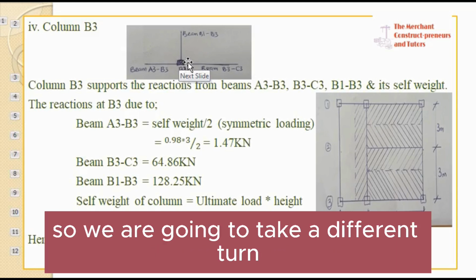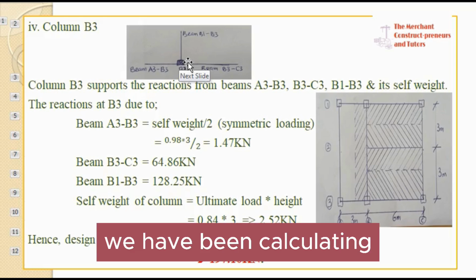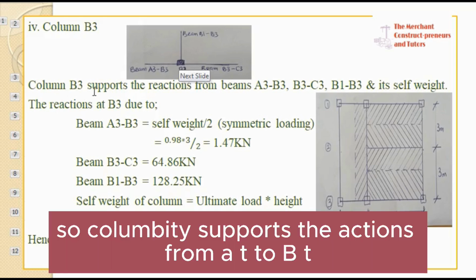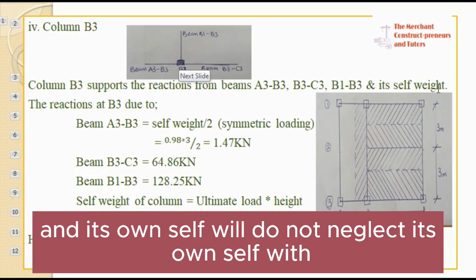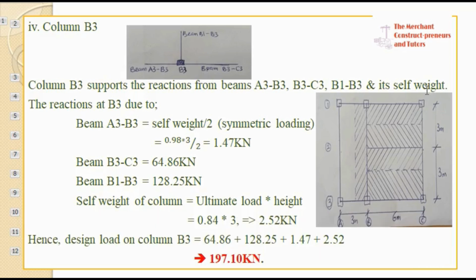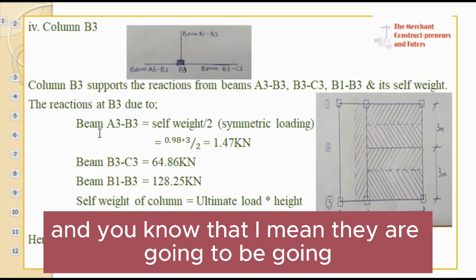So we are going to take a different turn from the beams we have been calculating. Column B3 supports the reactions from A3 to B3, B3 to C3, B1 to B3, and its own self-weight. Do not neglect its own self-weight. So let's take each of these beams separately and the load that they are carrying.